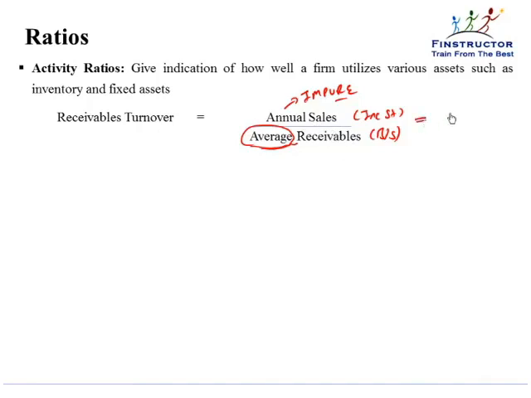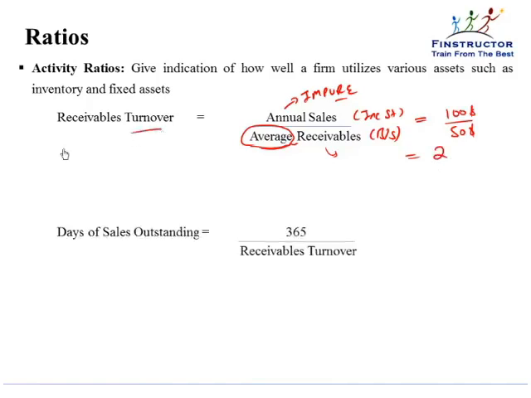Let's assume, for example, that the annual sales were $100 and the average receivables in the period were about $50, so the receivables turnover ratio is equal to 2. We'll understand the interpretation of the receivables turnover better after calculating the days of sales outstanding. This is calculated as 365 upon the receivables turnover. In our example, it will be 365 divided by 2, that is 182.5, or about 6 months.